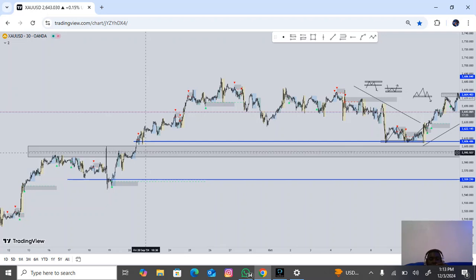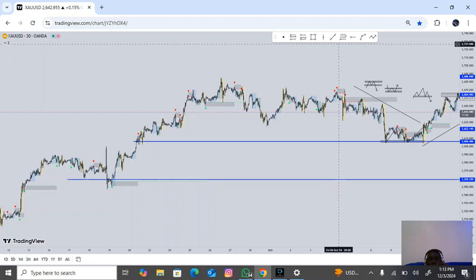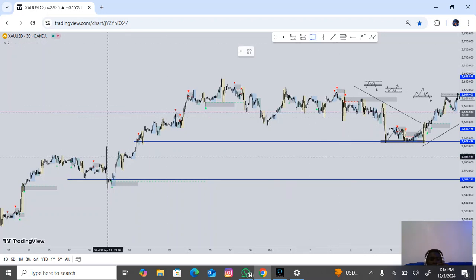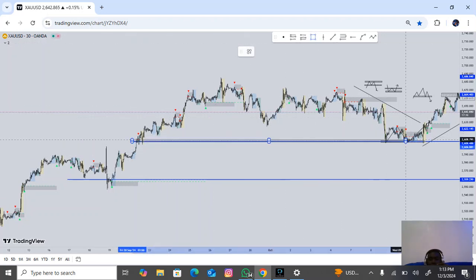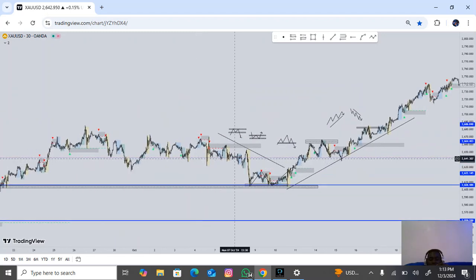All right, let me just delete this. Just forget about this. Let me use this support area right here to draw it. It's a zone actually. So as you can see, that's the zone. Price came back into this zone, gave a W pattern, and started moving upward. That's a good buying opportunity. Once you spot your W pattern, then you can buy from here.